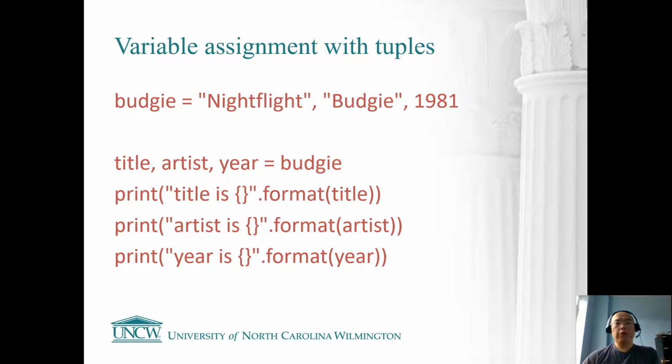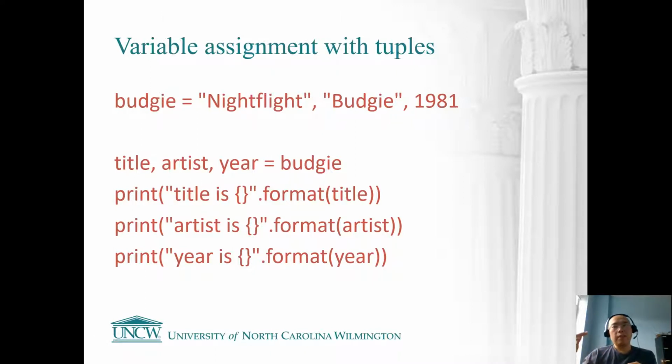Okay, there are a few topics left. We want to talk about tuples. This topic is how do we unpack a tuple? For example, I have another album, again from the 1980s. The first item is the title of the album, the second one is the name of the artist, followed by the year. I pack three pieces of information together into one tuple, and that tuple name is called budgie.